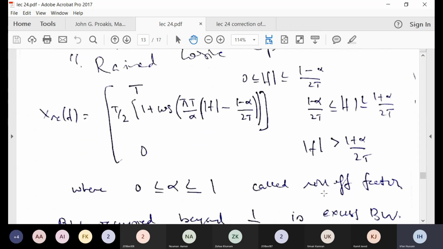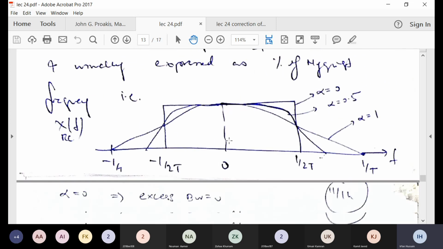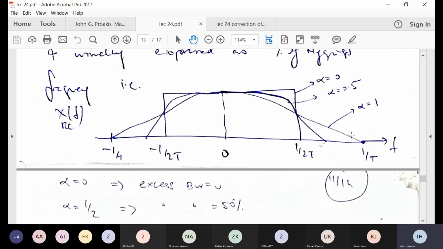For alpha 1, you can very well see this will be 1 minus 1, which is 0. If we start from 0, there will be no constant region. There will be only the region starting from 1 minus 0 over 2t, that is 1 plus 1 over 2t, just going up to 1 over t. So there will be a transition region from 0 to 1 over t, which is shown here.